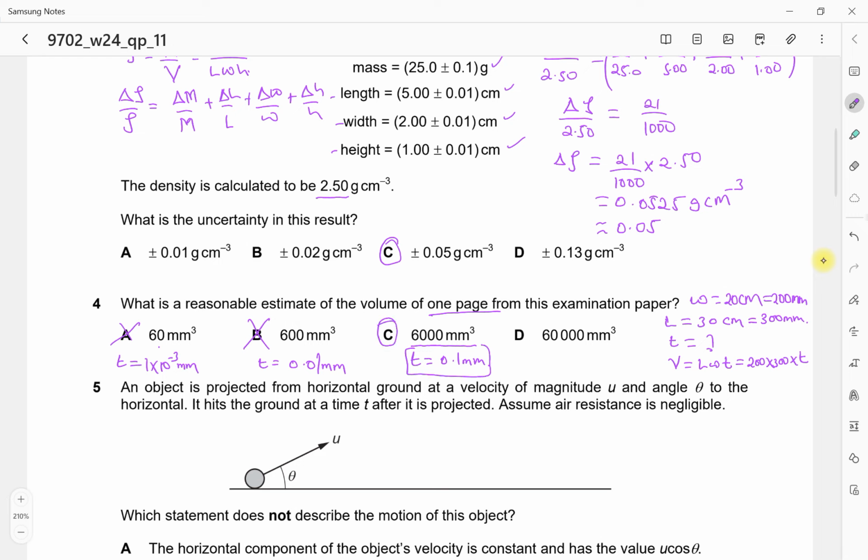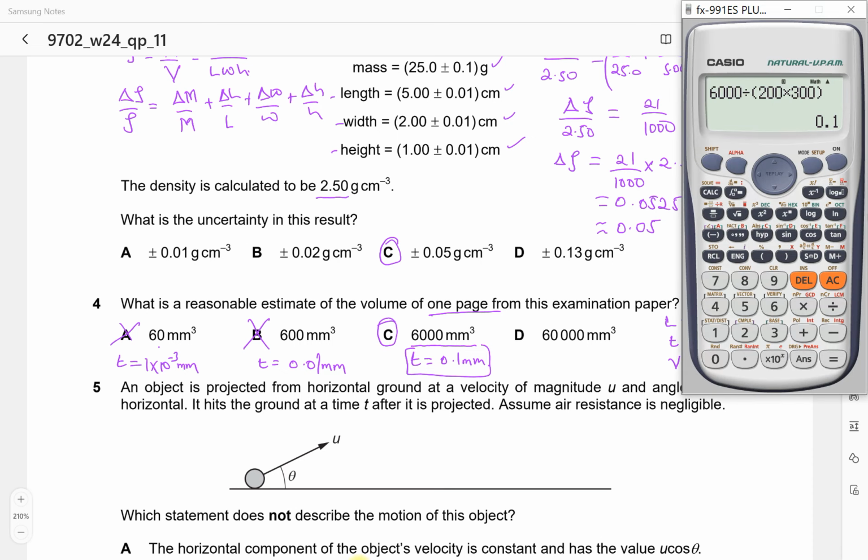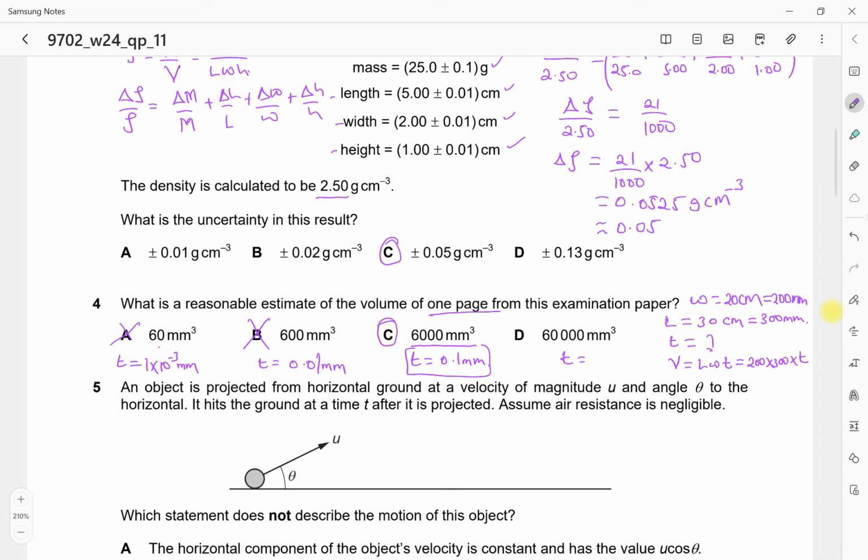We can check D and see what thickness it gives. So from the calculator, the volume is 60,000, then divide by 200 times 300. I think this gives us 1. So this one gives you a thickness of 1 millimeter.